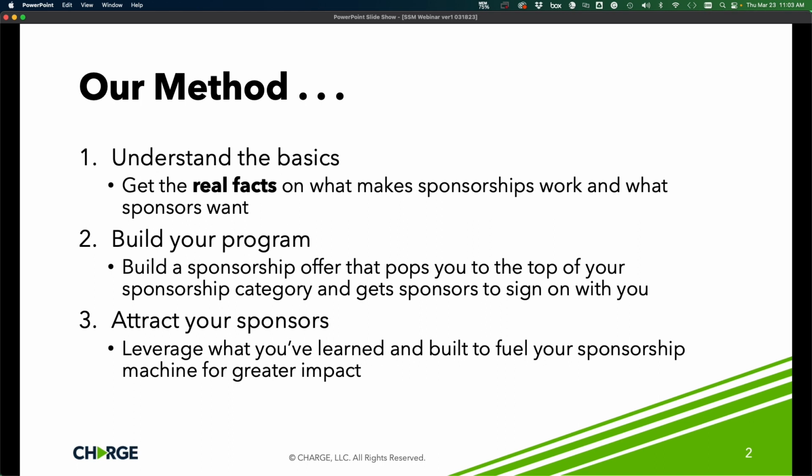Secondly, you're going to build your program. You're going to build a sponsorship offer that will help you pop to the top of your sponsorship category, get you the attention that you deserve with prospective sponsors, and give them the information to help them create a partnership with you. And then thirdly, you're going to go out and actually attract sponsors. You're going to leverage what you've learned and build a sponsorship program to fuel a sponsorship machine to have greater impact for your organization, not only to earn rights fees that will help you financially, but also to bring with it the promotional benefits that sponsorship can offer your organization moving forward.